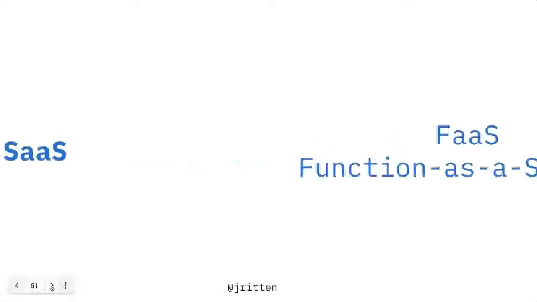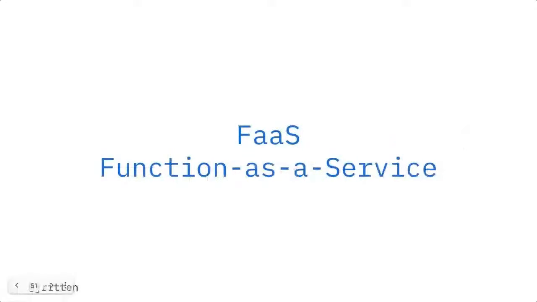So our last model we're going to look at is function as a service. Function as a service is a type of cloud computing service that allows you to execute code in response to events, without the complex infrastructure that's typically associated with building and launching microservice applications.